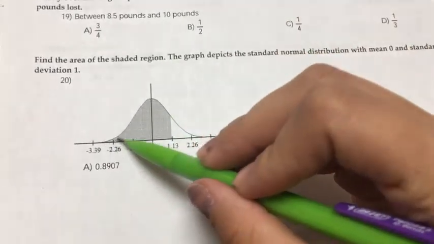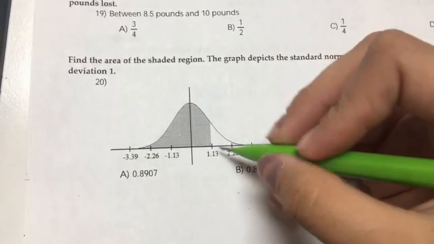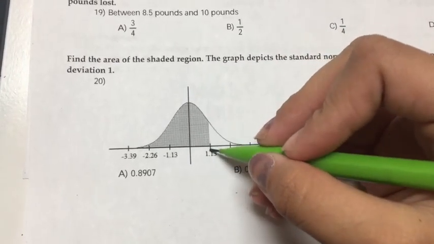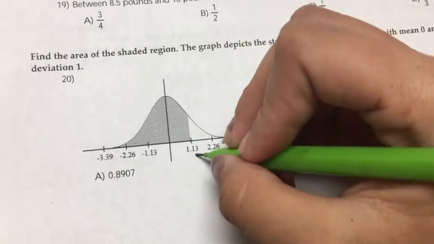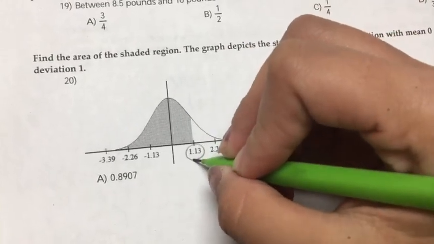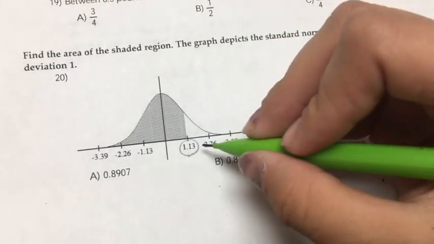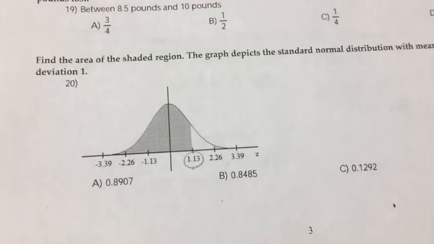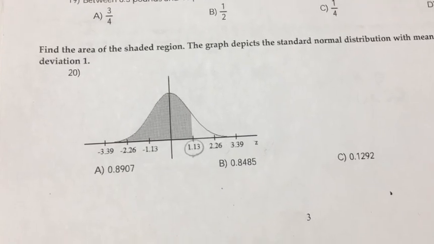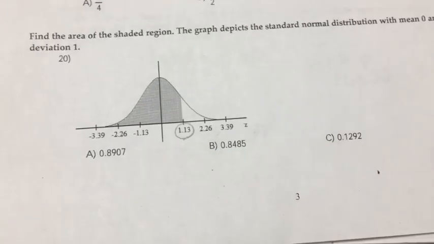And then number 20 is telling you to find the area of this shaded region right here. And notice how it's a normal distribution with the z-scores. And notice how the area ends at 1.13. So you're going to be using this z-score to find your area. So you're going to be using the z-score chart.